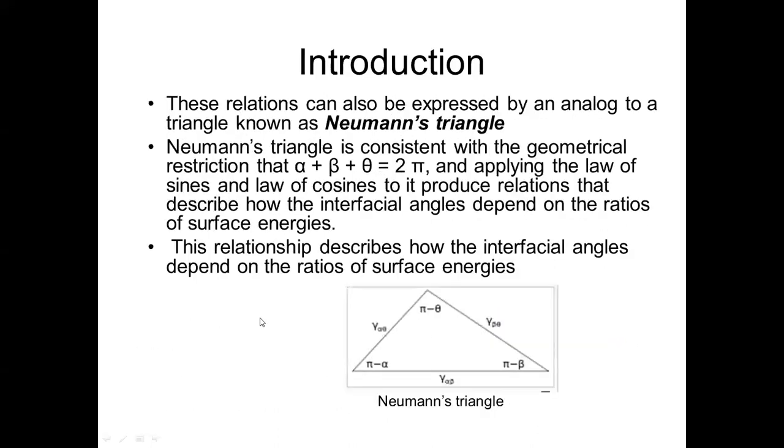So we can also take a quick analysis and explain these relationships through a standard diagram called the Neumann's triangle. The Neumann triangle is consistent with the geometrical restriction that alpha plus beta plus theta equals 2 pi, and this applies to the law of sines and cosines that produce that relationship. So this relationship describes how the interfacial angles depend on the energies at the different surfaces. So we're looking at all those surfaces and the angles that they make between them, allowing us to extrapolate the energy at that interface.